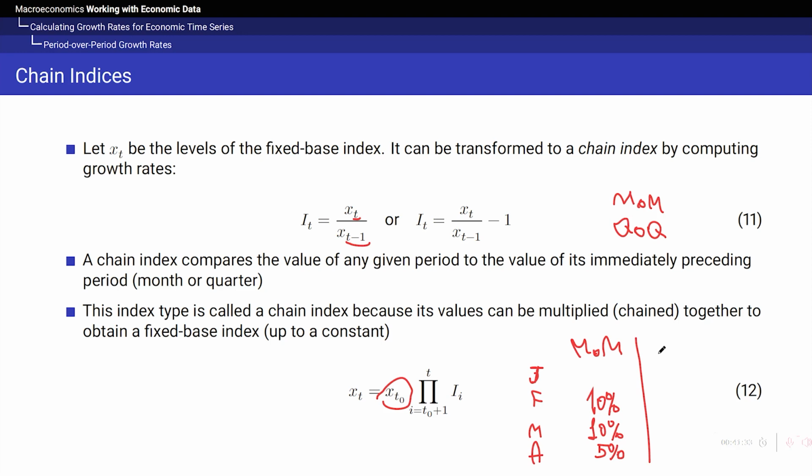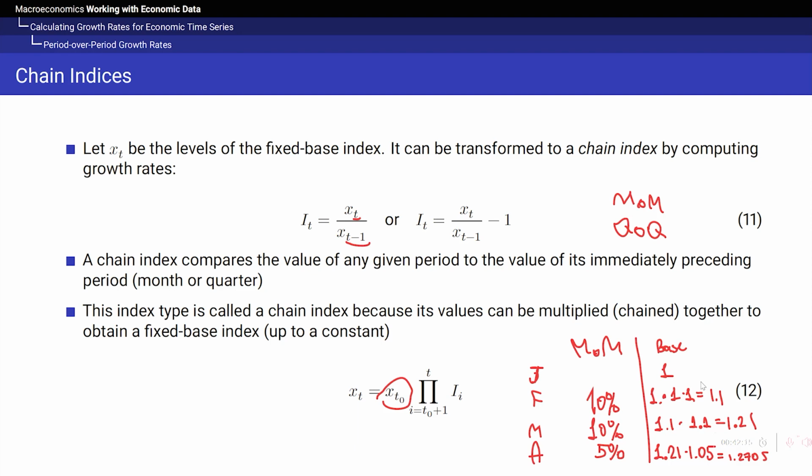So, in January, the fixed base index is equal to 1. In February, it's equal to 1 times the growth, which is 10%, so equal to 1.1. In March, it's 1.1, the previous value, times 1.1, which is 1.21. And finally, in April, it's 1.21 times 1.05, which is equal to 1.2705. So this is the way for us to transfer between those two data types.